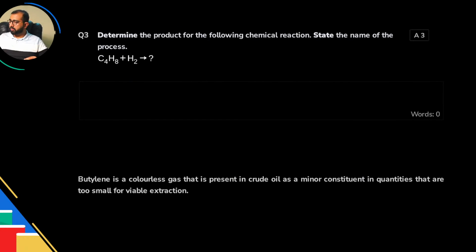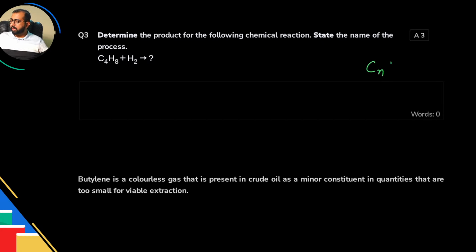Okay, this one, determine the product for the following chemical reaction, state the name of the process. Alright, so first of all, let me write the equation for this. I just have to complete the equation. I can see from here that this is an unsaturated hydrocarbon. It is an alkene. How do I know?